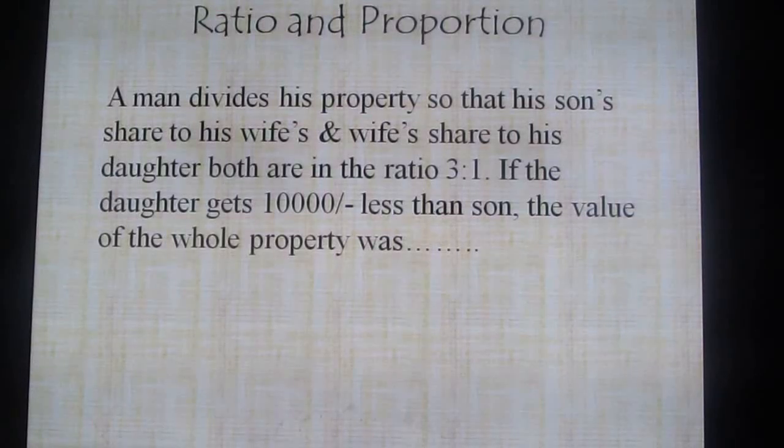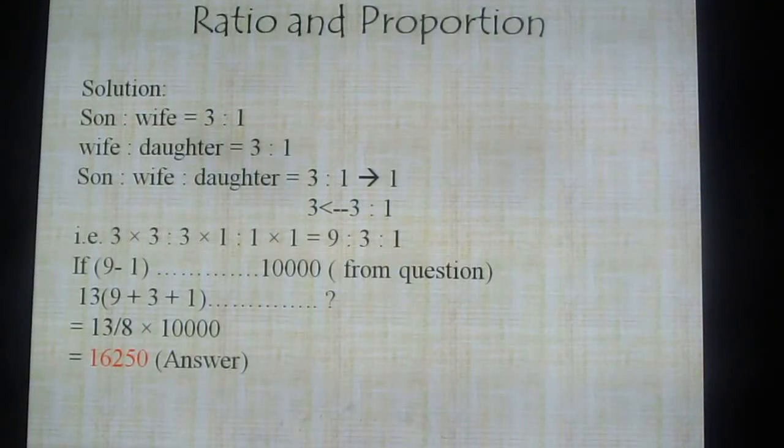Once you observe this question, they are talking about some ratio, right? First of all, you have to find the ratio of the son and the man's wife, and the wife's share to his daughter's. Both are in the ratio 3:1 and 3:1. Once you make the combined ratio, A is to B is 3 is to 1 and B is to C also 3 is to 1. Son and wife 3 is to 1, wife and daughter 3 is to 1. Once you combine, the answer is 9 is to 3 is to 1.